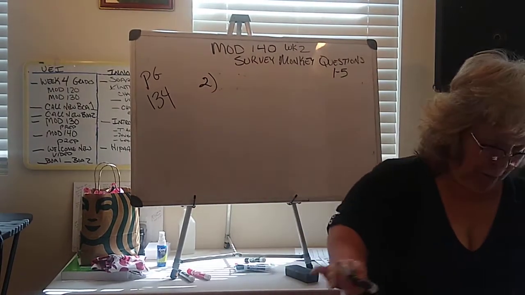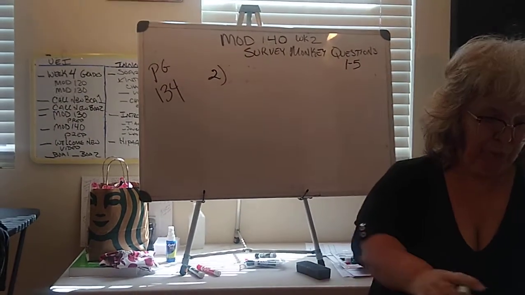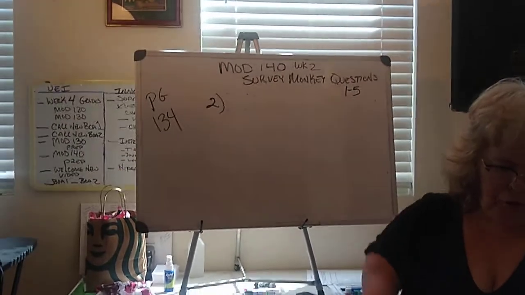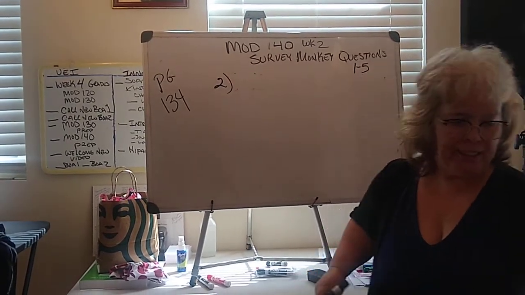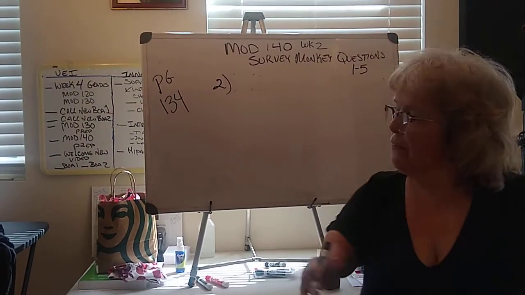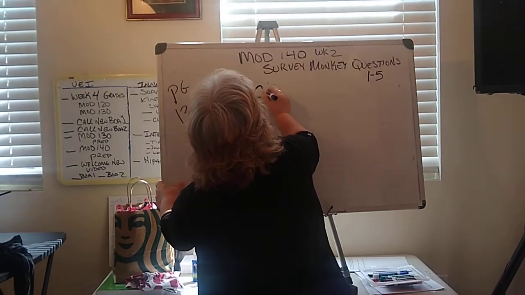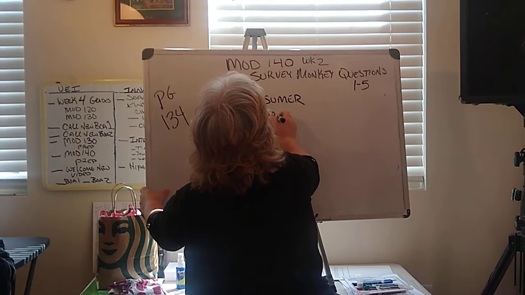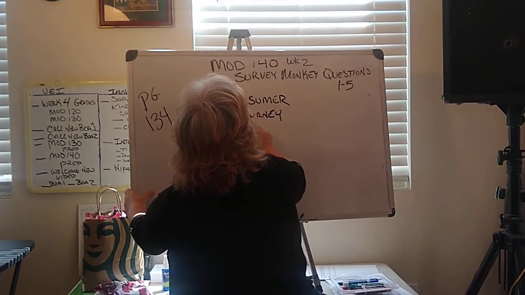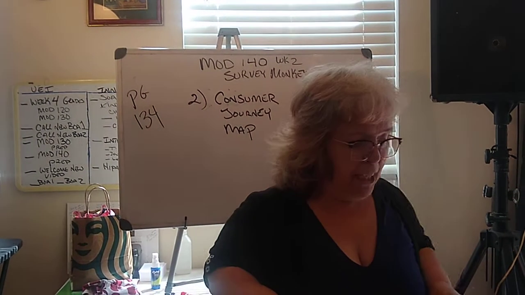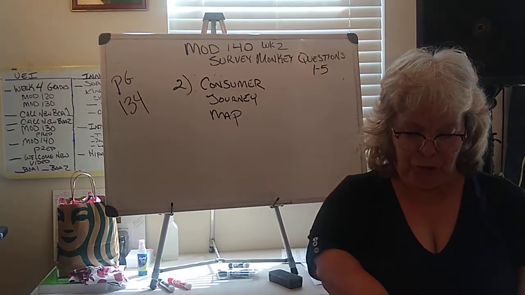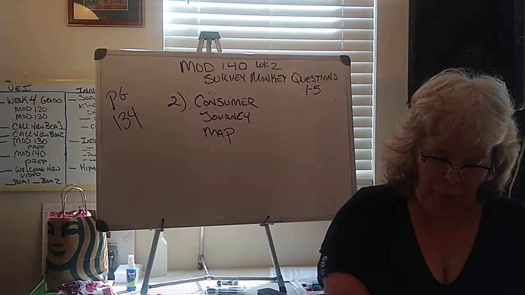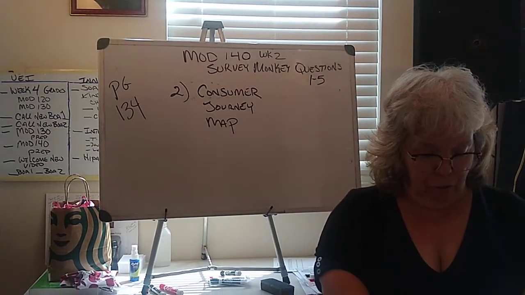All right, go to page 134. Visual representation, right? Okay. All right, page 134, about the middle of the page, it's bolded, and it's called a consumer journey map. Okay? A consumer journey map is a visual representation of all the touch points for a consumer who comes into contact with a company's products, services, or brands before, during, and after a purchase.